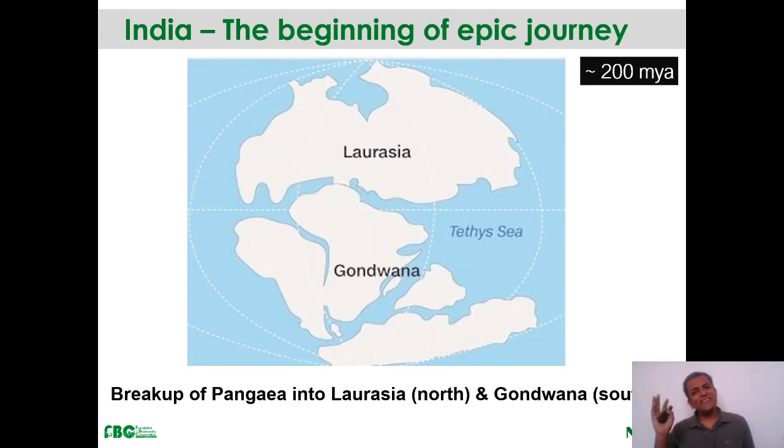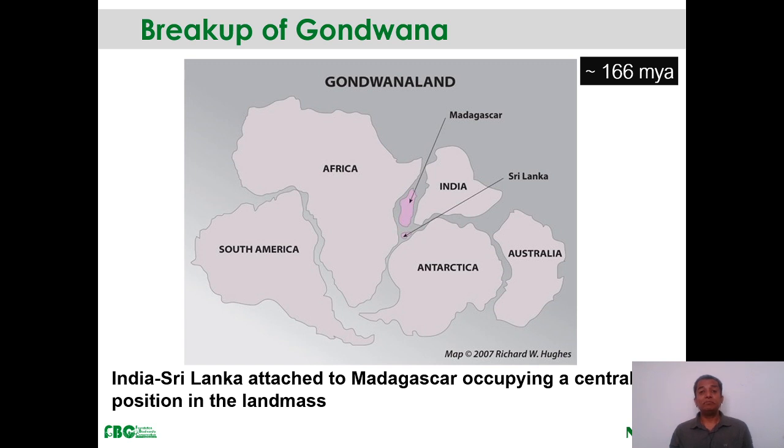Okay, so let's see. This was the situation at one point of time, and this is Gondwanaland, and we started from there. This is around 200 million years ago. So basically, something around 160 million years ago, and 66 million years ago, this was the condition. We started drifting from Madagascar.